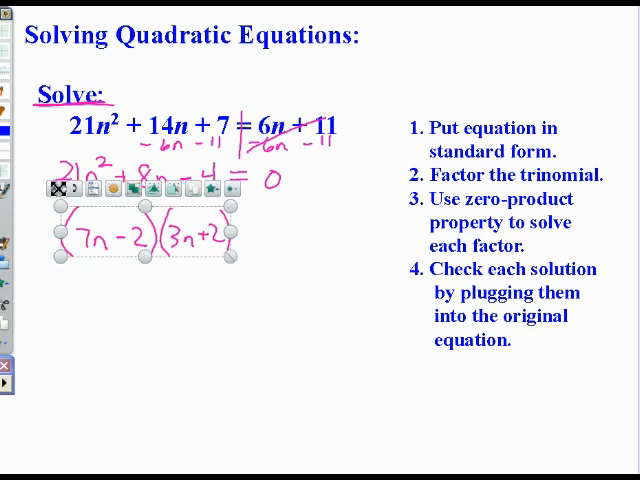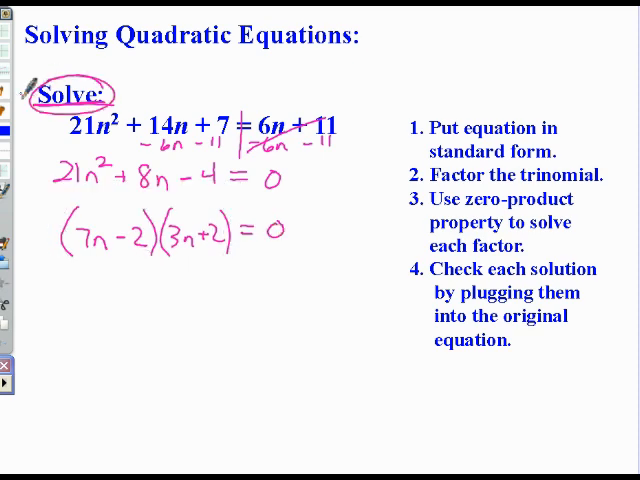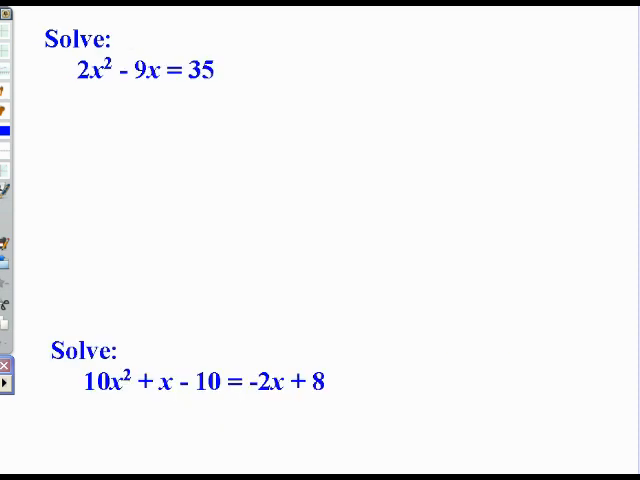So we just put it in factored form, set it equal to 0, and I'm solving. Now I use my factors and the zero products property to find the roots. n is 2/7, n is -2/3. Let's look at the next one.